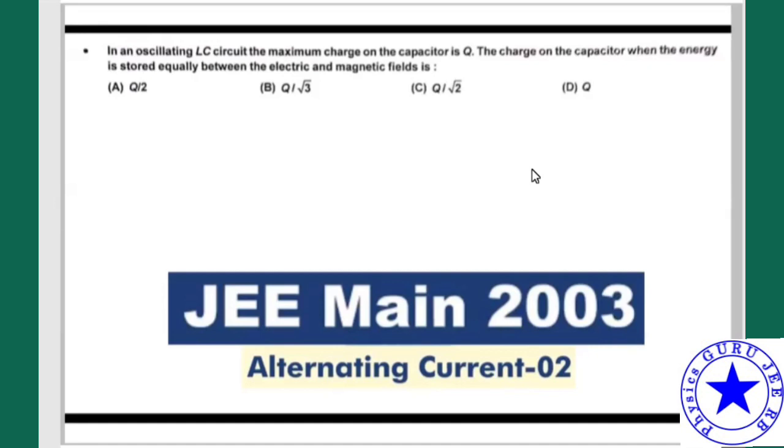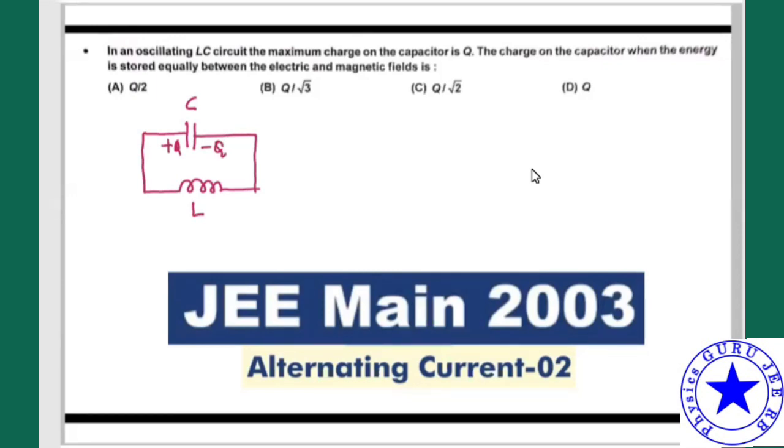Now, how to calculate this type of problem? Let me take first the LC circuit, that is the L and C circuit. Let me draw here. This is the capacitor, and this is the inductor. One is a capacitor and one is an inductor, right? Here plus Q and minus Q. Hope it is clear.